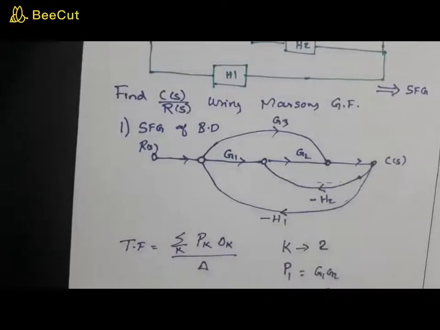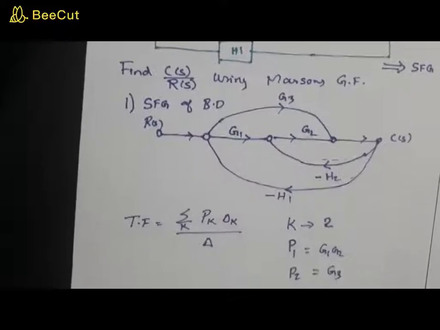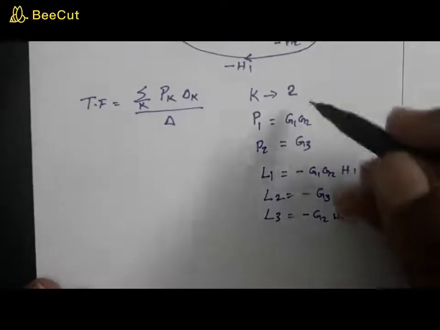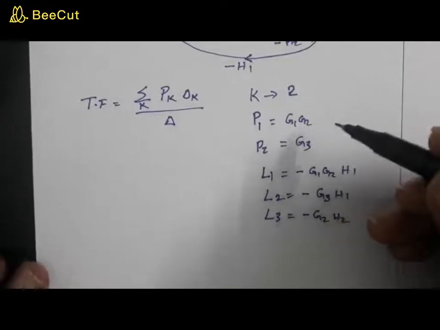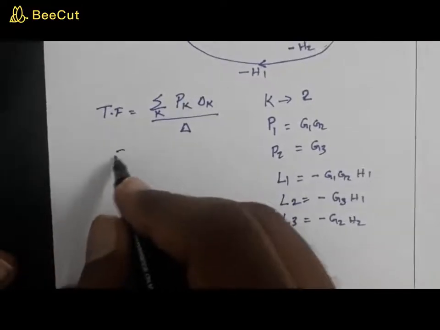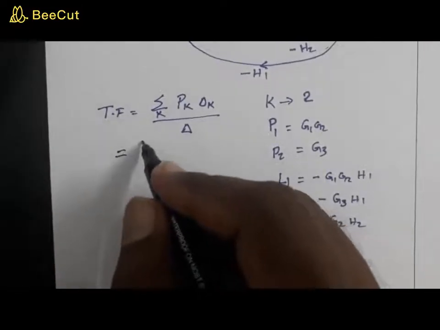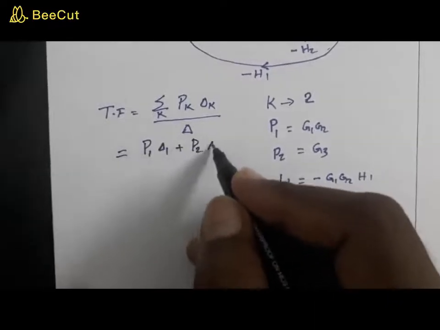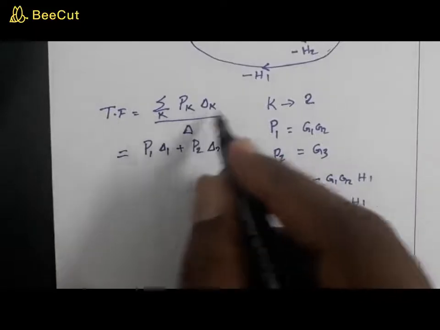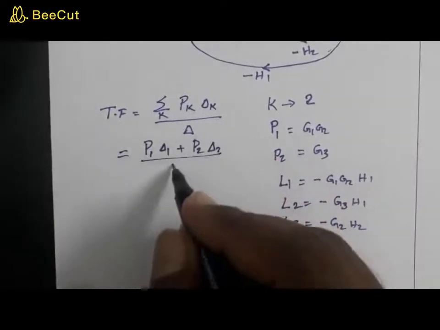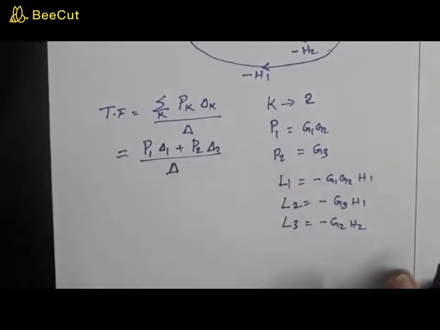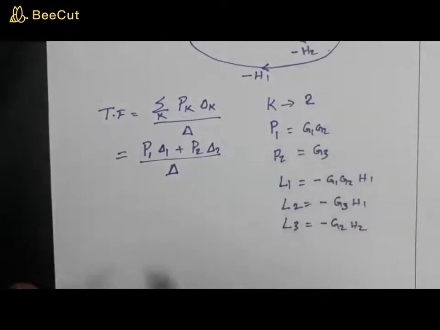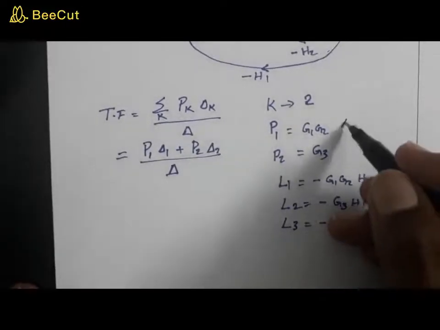So that's a loop, right? So you have only 3 loops. Okay, so these are the 3 loops, and these are the two forward paths. Now, what is sigma? Sigma is nothing but P1 delta 1 plus P2 delta 2, since k is equal to 2, you have only 2, sum divided by delta. Okay, now let me talk about this delta. What is this delta 1?